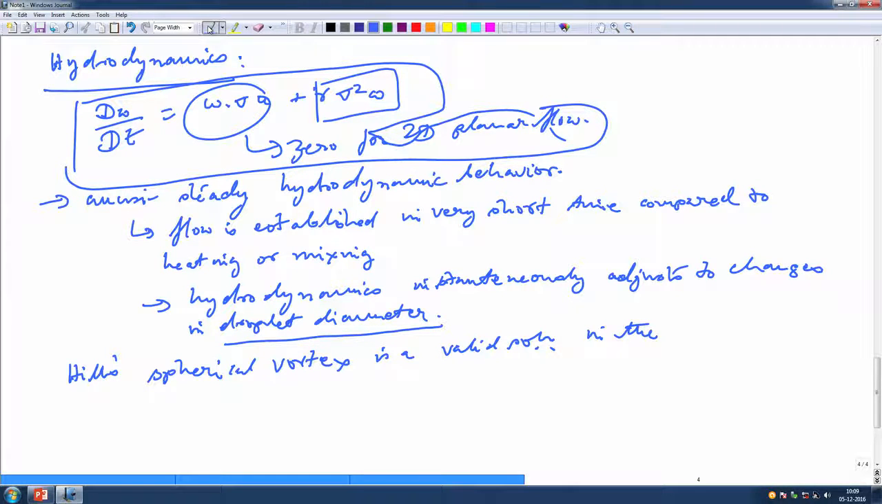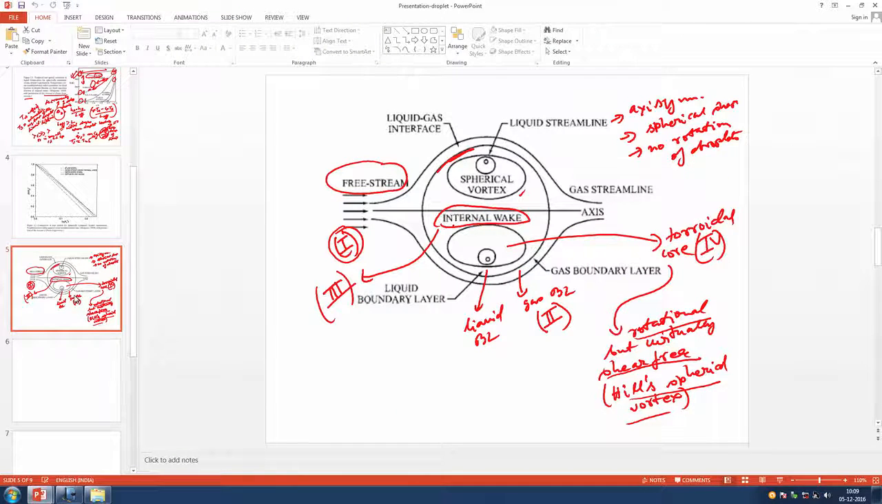This is valid in the inviscid limit, which is true, because your liquid boundary layer is very thin. It is restricted mainly towards the droplet surface. And we already showed, if you recall your diagram, let us pull that up. If you recall this particular slide, you will find that the liquid boundary layer is restricted to a very small region, correct.